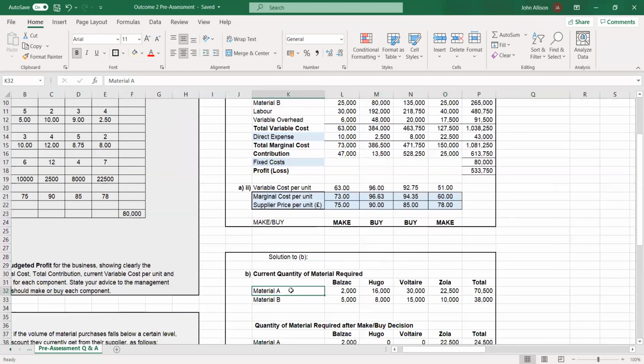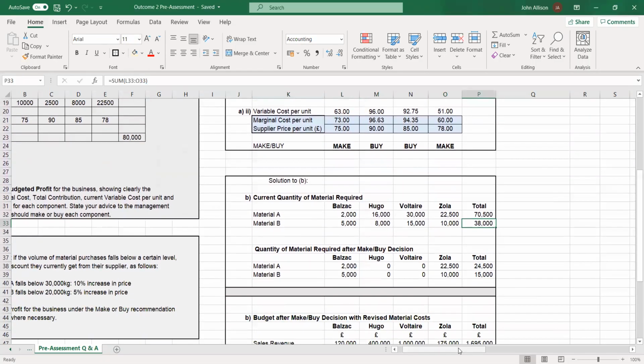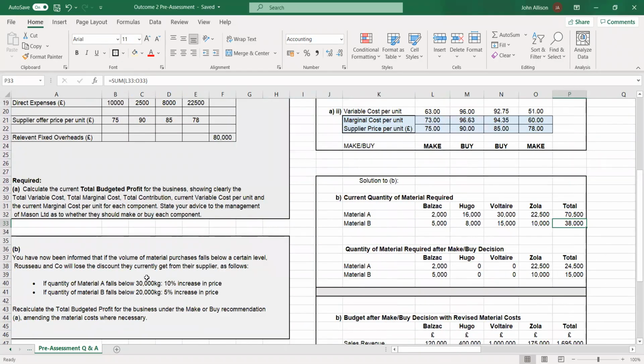The total amount of material A we're using is 70,500, and the total amount of material B we're using is 38,000 kilograms. It has said, however, that if we make the make or buy decision, we'll lose the discount if it falls below 30,000. We were getting a discount previously because it was above 30,000, and for B, it was above 20,000. We're using 38,000 kilograms of material B. If it falls below 20,000, there'll be a 5% increase in the price.